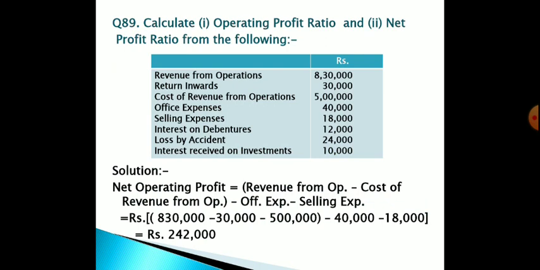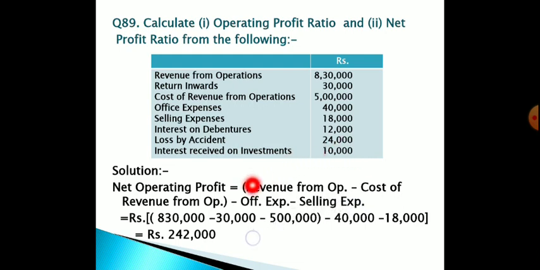Now question number 89 from DK Goel. Calculate operating profit ratio and net operating profit ratio from the following. In the question we have revenue from operations 8,30,000, written in words 30,000, cost of revenue from operations 5 lakh, office expenses 40,000, selling expenses 18,000, interest on debentures 12,000, loss by accident 24,000, interest received on investment 10,000.